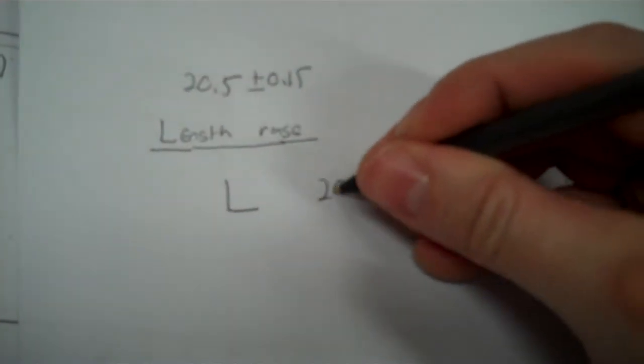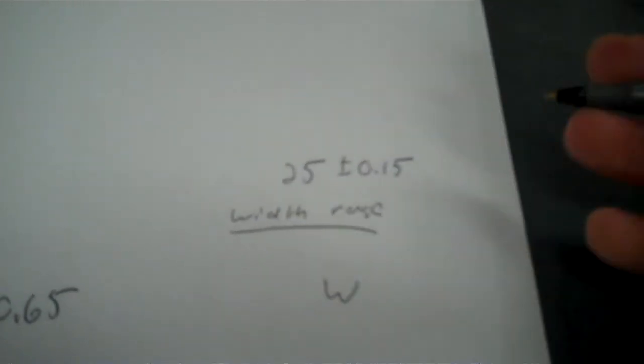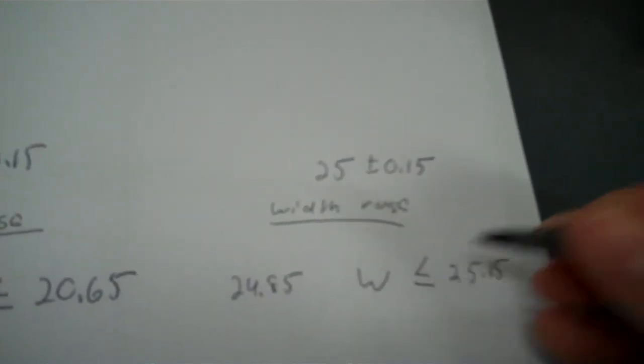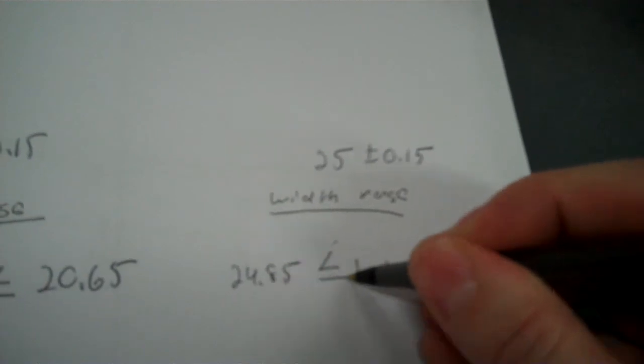So first I add 20.5 plus 0.15. 20.65. Then I subtract, okay, and that's going to be 20.35. Eat the 20.65 and then eat the L. You don't ever eat your minimal. Okay, same thing here, 25 plus is going to be 25.15. And then when I subtract, it's going to be 24.85. Eat the maximum, but never eat the minimum. Done.